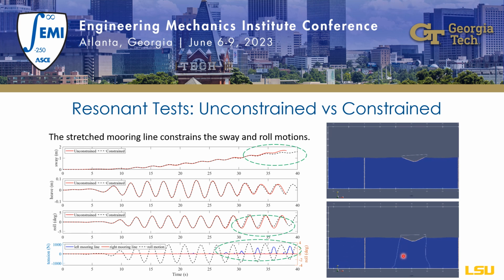The left mooring line will pull it back, and therefore we can observe the tension change with the clockwise angular motion, while the right mooring line is always loose, so its tension is zero and it doesn't affect the roll motion.